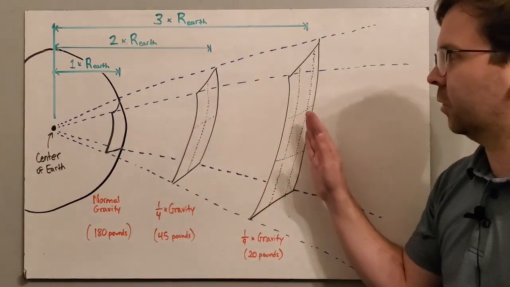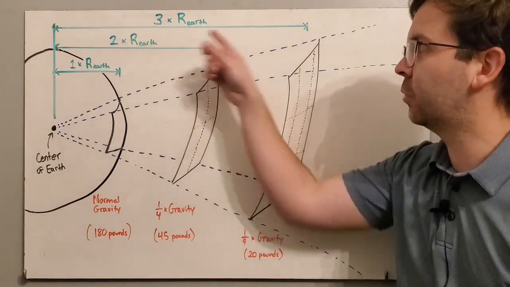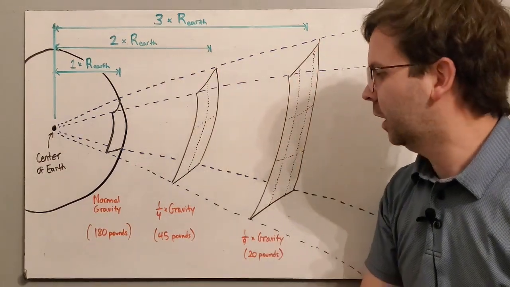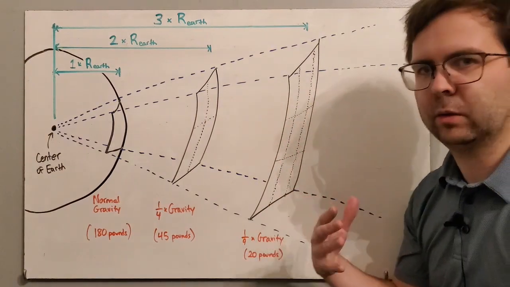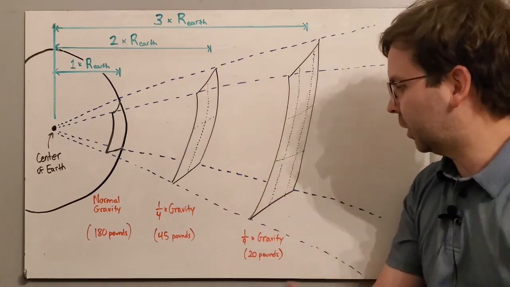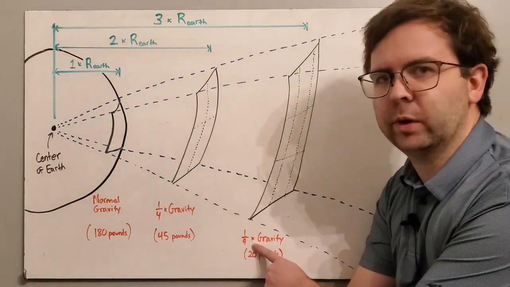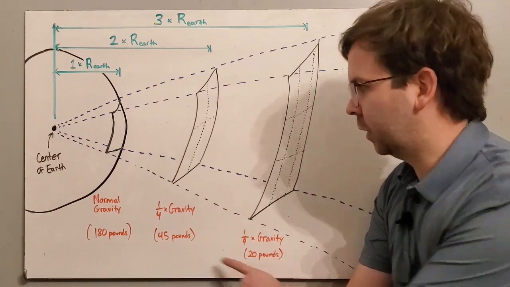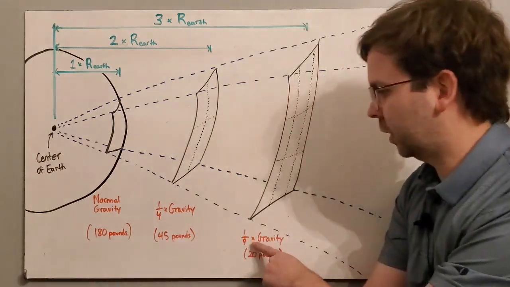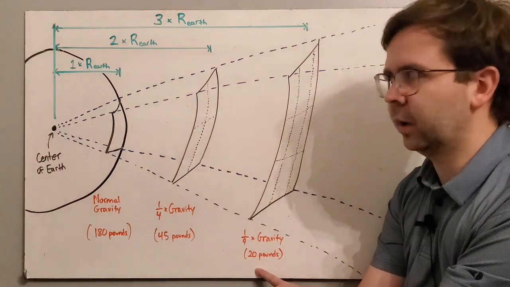If you tripled your distance from Earth's center, you're at 3 radii away from the center, then the gravity has to cover 9 times as much area. And so because of that, the gravitational force is 1/9 as strong, and you would weigh 20 pounds. I did that by doing 180 pounds times 1/9 to get 20 pounds.